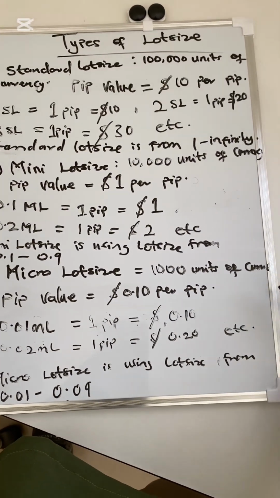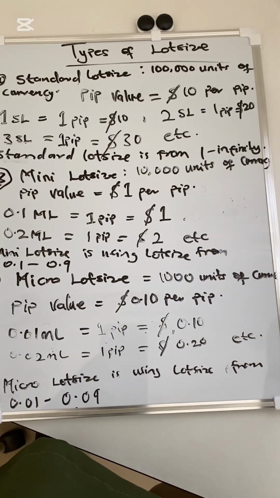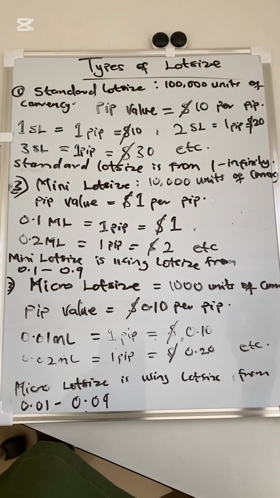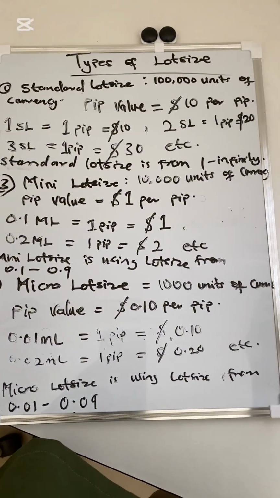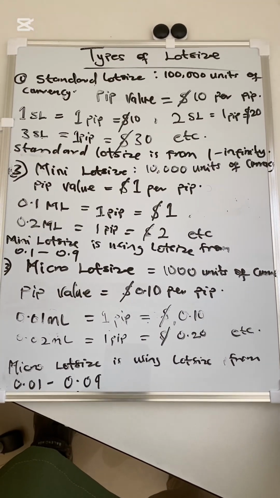This is the main reason why people blow their account. It's because they don't understand the correlation between a lot size, pip movement, and account. So you need to watch that.